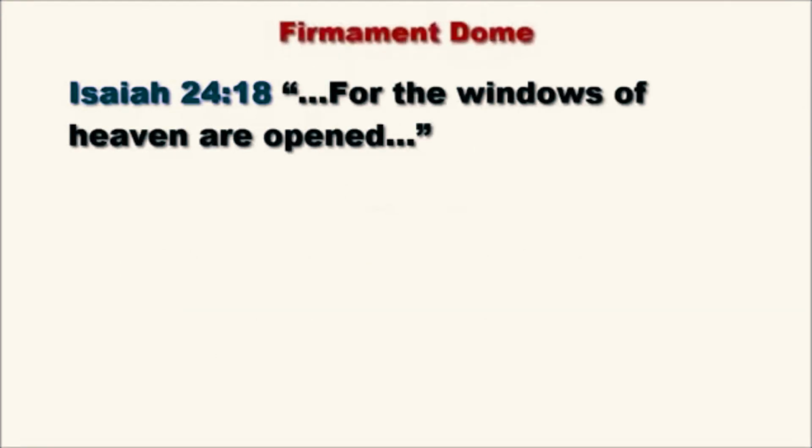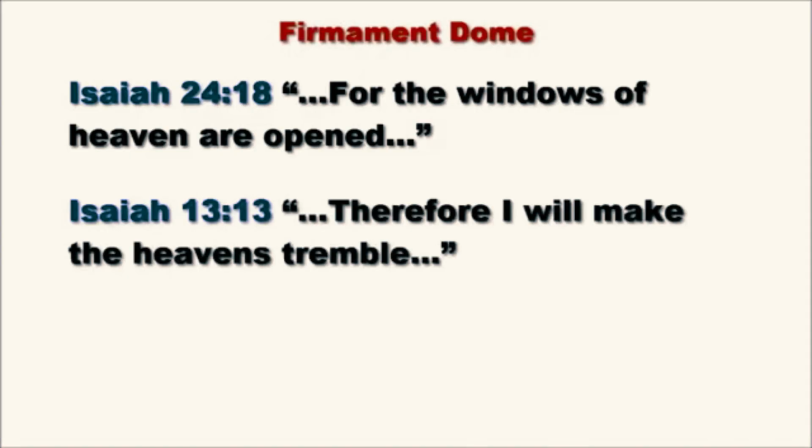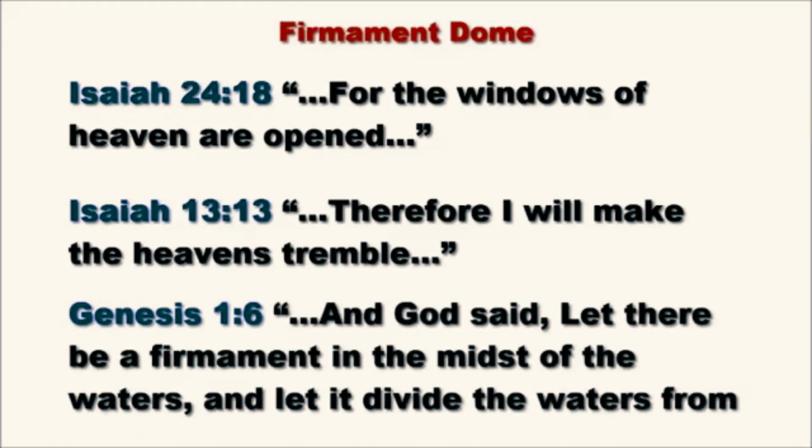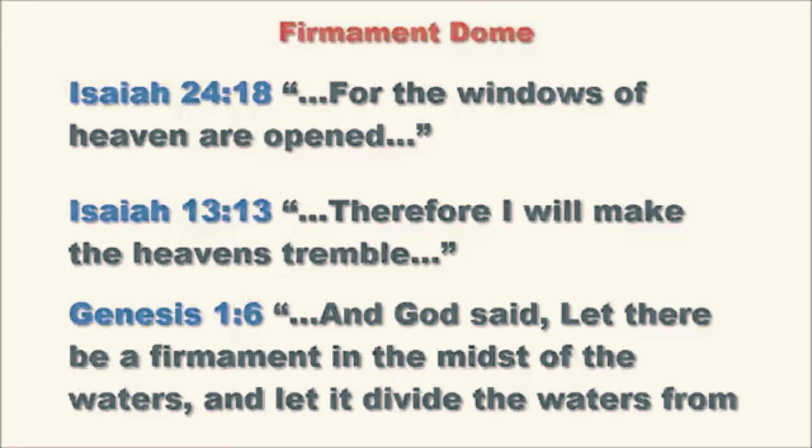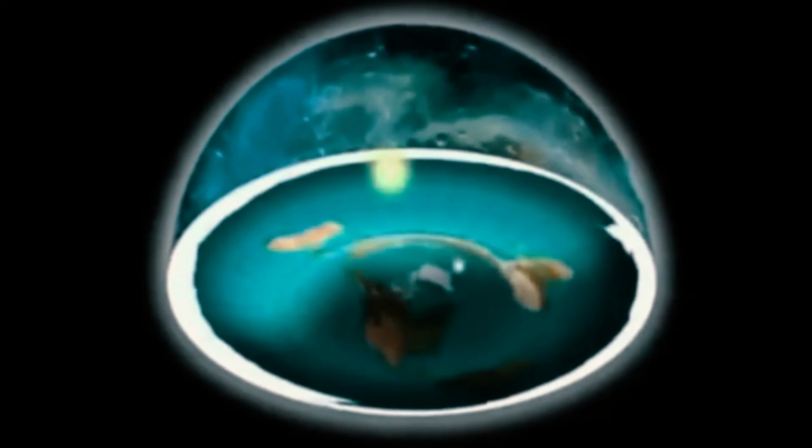Number 22, the firmament dome. Isaiah 24 verse 18, for the windows of heaven are opened. It's a dome over a flat earth. Isaiah 13 verse 13, therefore I will make the heavens tremble. If the heavens can tremble, then it has to have solidity to it. Genesis 1 verse 6, and God said, let there be a firmament in the midst of the waters, and let it divide the waters from the waters. It's a dome over a flat earth that separates the waters above the dome.